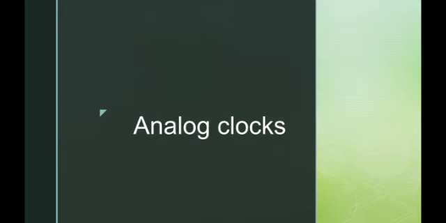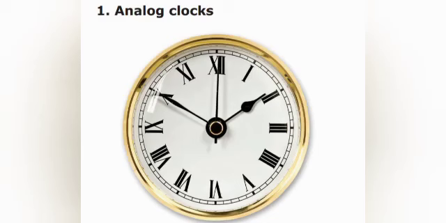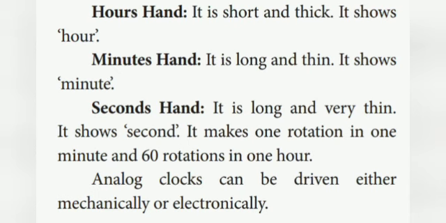Analog clocks. See the picture. The clock consists of a number of needles. So, this is an analog clock. An analog clock consists of 3 needles or 3 hands. Okay, so we will see one by one. First one, hour hand. It is short and thick.